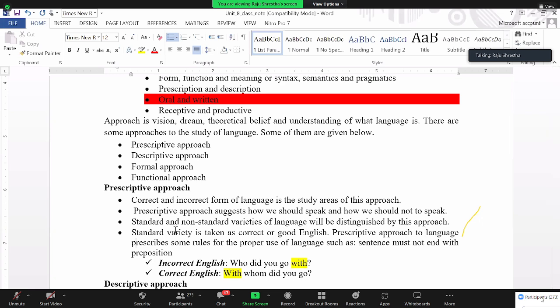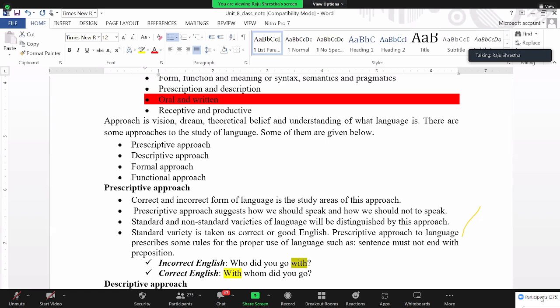Prescriptive approach to language prescribes some rules for the proper use of language, such as a sentence must not end with a preposition. जस्तै सेन्टेन्स चाहिँ प्रिपोजिसनमा एन्ड हुनु हुँदैन, क्वेशन प्रिपोजिसनमा एन्ड हुनु हुँदैन भन्ने एउटा एक्जाम्पल हो यसको. So this is the prescription. This is the prescriptive approach; it prescribes what is right, what is wrong, what is correct, what is incorrect. It prescribes the standard form of language, the standard variety of language. Like who did you go with? हामीले यो पनि भनिन्छ बोलीचालीमा, तर correct form is what? With whom did you go? Because the reason is what?